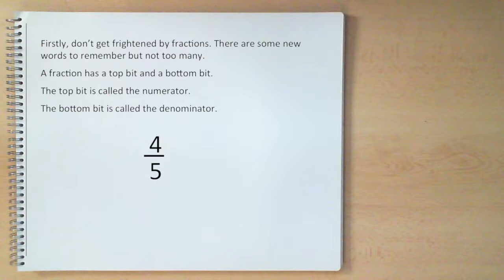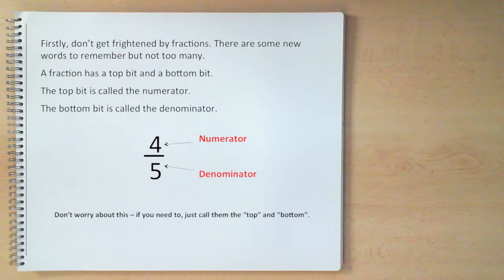Here's an example. 4/5. The top bit is the numerator, the bottom bit is the denominator. Don't worry about this. If you need to, just call them the top and the bottom. But try and remember numerator, number at the top. If you can remember that, you'll remember the other one's the one at the bottom.